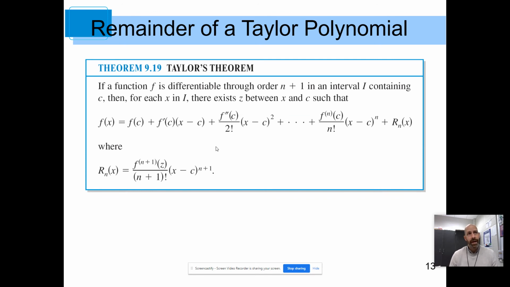So here's what Taylor's theorem says. If a function f is differentiable through n plus 1 terms in the interval I containing c, then for each x in that interval, there exists a z between x and c such that the function will be equal to the Taylor polynomial up through the nth term plus the remainder function for that particular polynomial, where r sub n, this is the key part, is equal to the n plus 1 derivative of f at z divided by n plus 1 factorial times the factor of x minus c to the n plus 1.